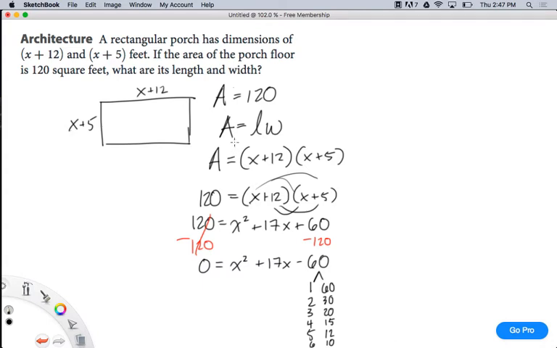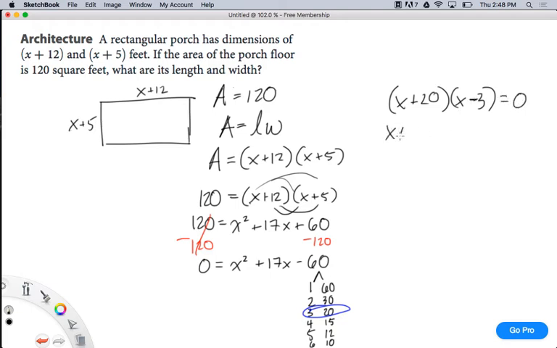Okay, this is negative, so the signs are opposite, and this is positive. So I've got to find the difference that makes 17. Which of them have a difference of 17? 3 and 20, exactly. I know that this is positive, so the bigger number has to be positive. So it's x plus 20 times x minus 3 equals 0.